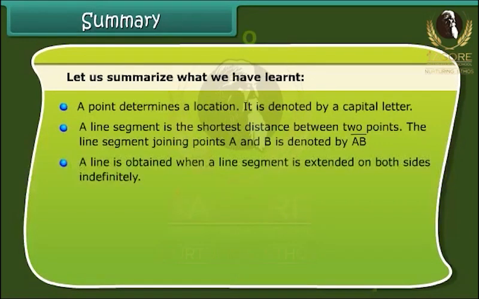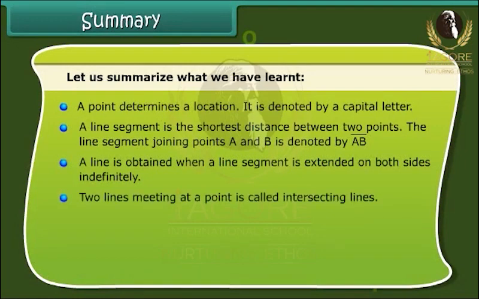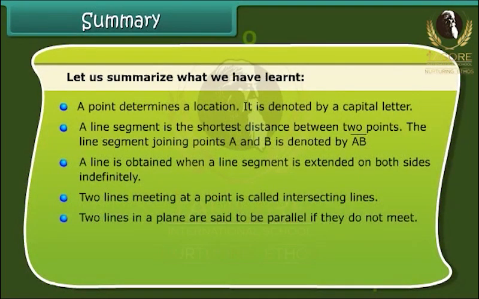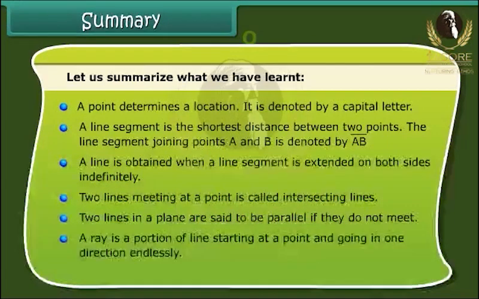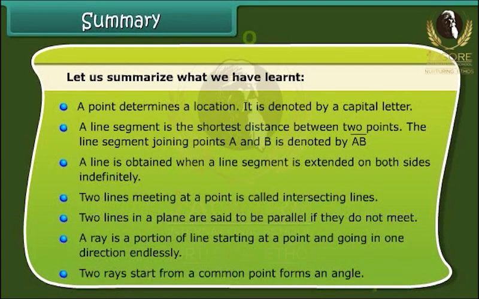A line is obtained when a line segment is extended on both sides indefinitely. 2 lines meeting at a point are called intersecting lines. 2 lines in a plane are said to be parallel if they do not meet. A ray is a portion of a line starting at a point and going in one direction endlessly. 2 rays starting from a common point form an angle.